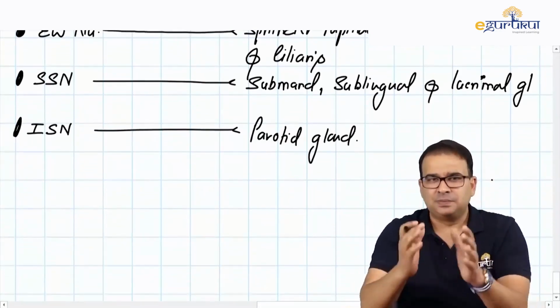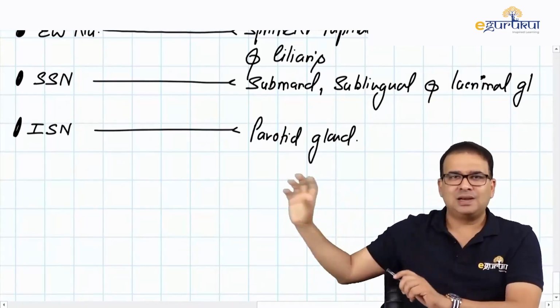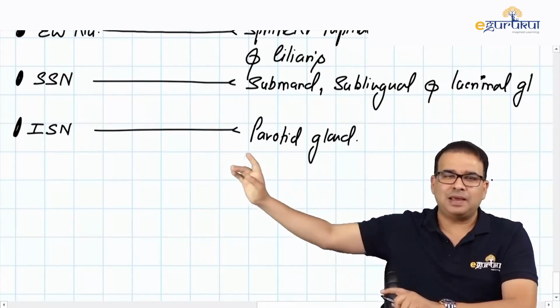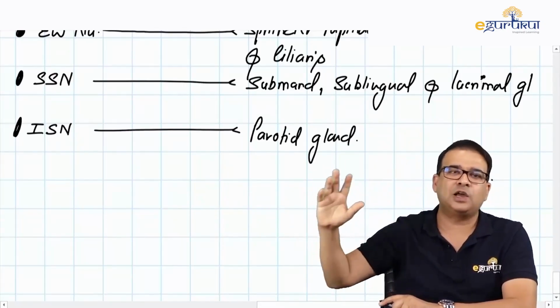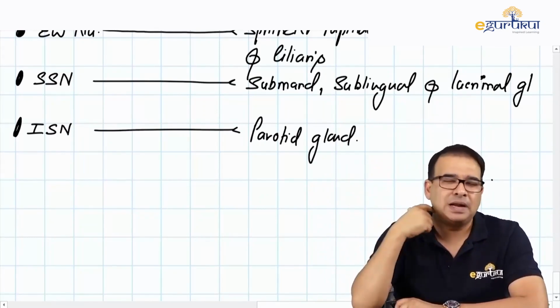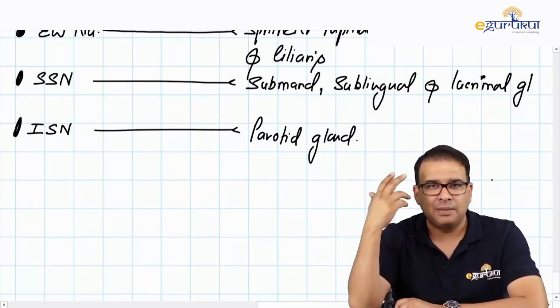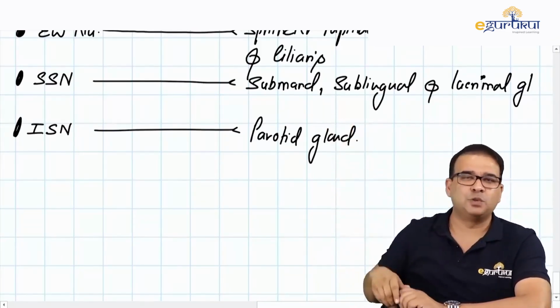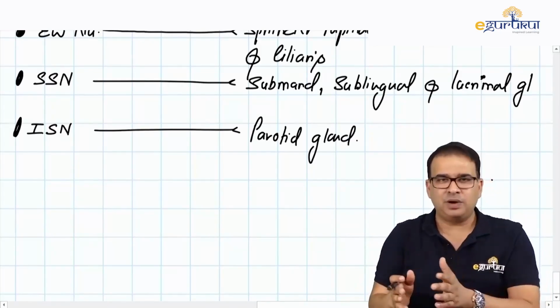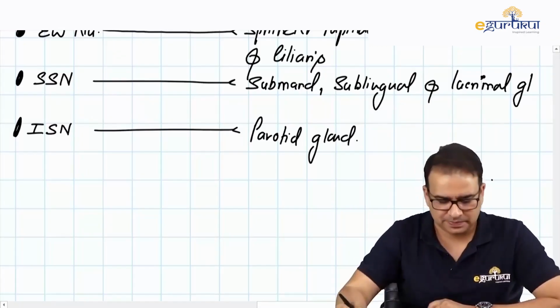In simpler terms, guys, the parotid gland is the only gland supplied by the inferior salivatory nucleus, and any other gland you think of is taken care of by the superior salivatory. Submandibular, sublingual, lacrimal, nasal, pharyngeal, all these glands are taken care of by the superior salivatory itself. So except the parotid, everything else comes under the superior salivatory.